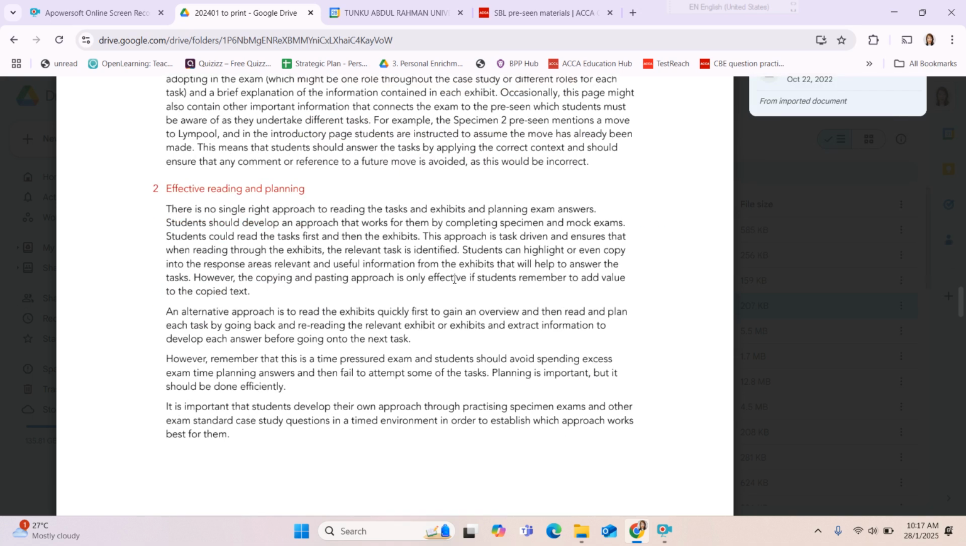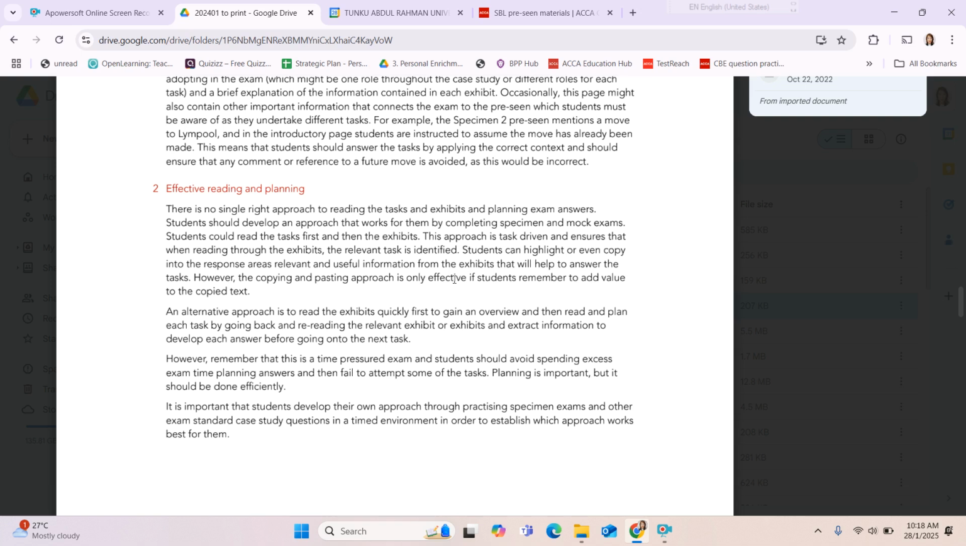Then number 2, effective reading and planning. That's why you cannot take the exam as the first time you see the paper. You have to practice many, many, many times before you go to the exam. Why? Because you need to practice to find out your own momentum. You have to find out your own approach. What is the approach that you think is the most comfortable and the most effective and efficient in terms of the duration and the approach you use within the time pressure? So you got to find out your own way.